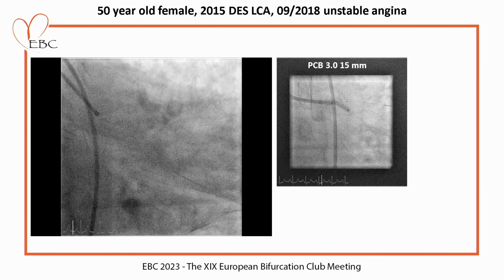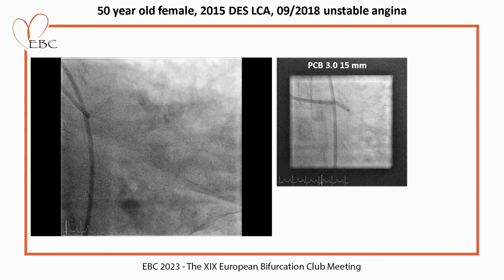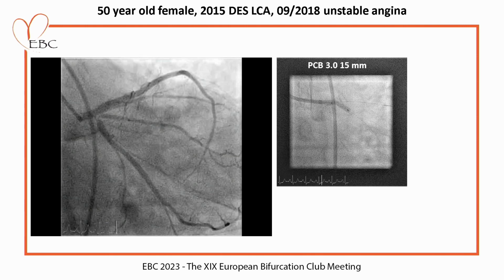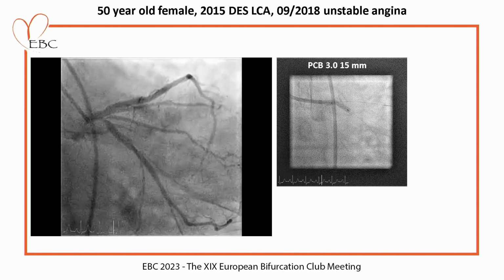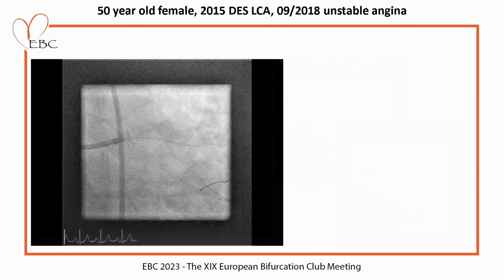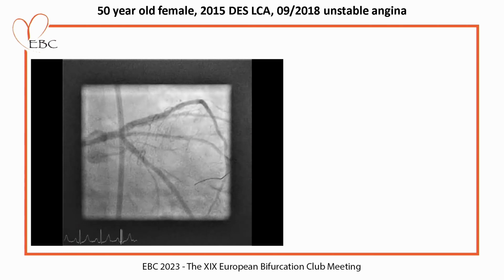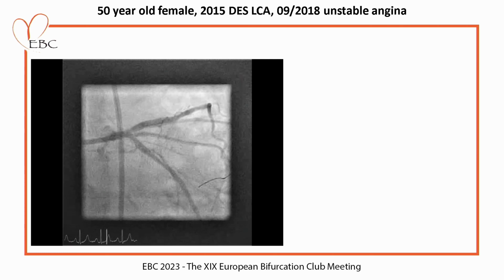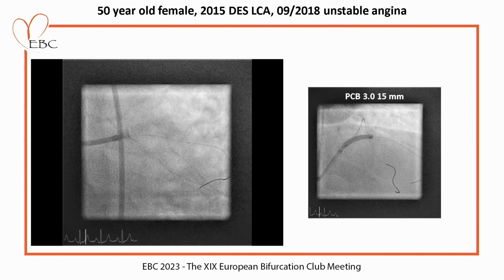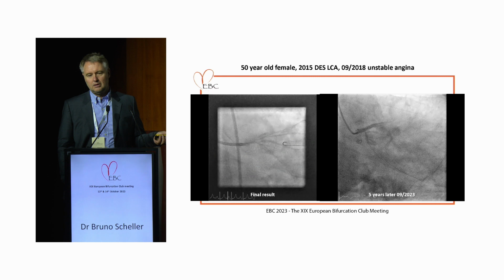After lesion preparation, a paclitaxel-coated balloon 3.0 by 15 was inflated from the left main to the main circ, but not to the intermediate branch. This had only POBA, so this was the result, and there was some carina shift, so the left main to the LAD was also treated with a DCB, and this was the initial result.